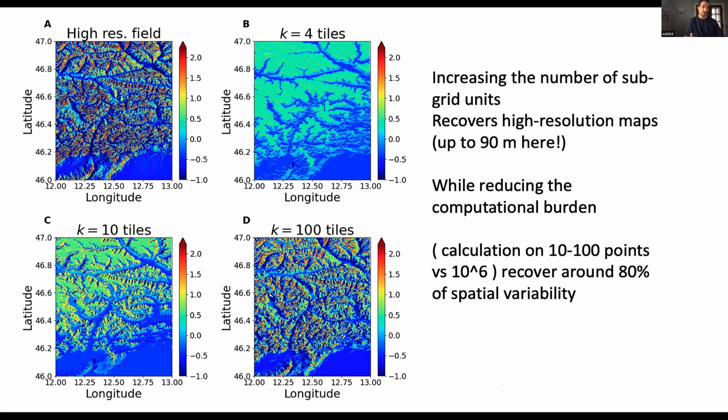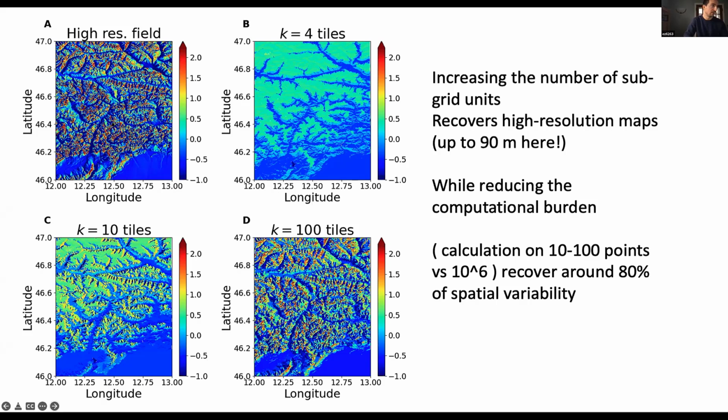And the importance of this is that to do the full calculation, it would be around 1 million data points, let's say. And using 10 or 100 clusters, we can already recover around 80% of the original map. So clustering in this case is very powerful because it gives us a huge boost in describing very spatially varying problems using just a few data points.